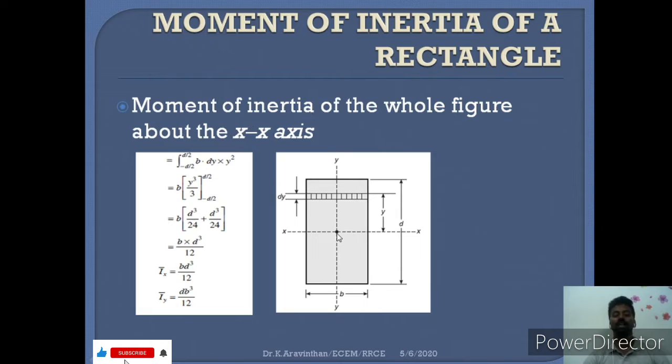Here you can see that this is y axis which is vertical and the x axis is horizontal. The center point is taken as centroid. So of this rectangle section, you know the centroid. You should know the centroid first in order to proceed with this concept. So we need moment of inertia of xx plane.